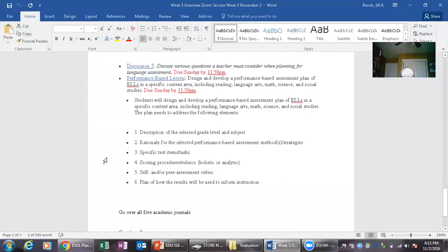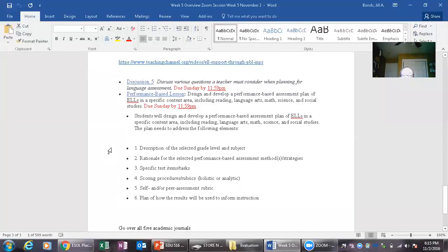I want us to also look at discussion 5, which is due. This is where we discuss various questions a teacher must consider when planning for language assessment. There's also the performance-based lessons. You're going to design and develop a performance-based assessment plan of ELLs in a specific content area. This includes reading, language arts, math, science, and social studies. It needs to include the following elements.